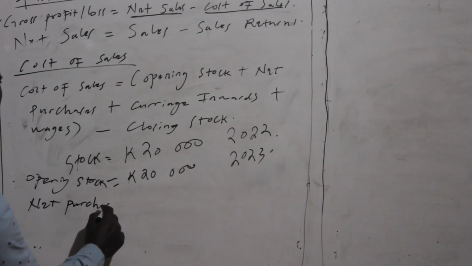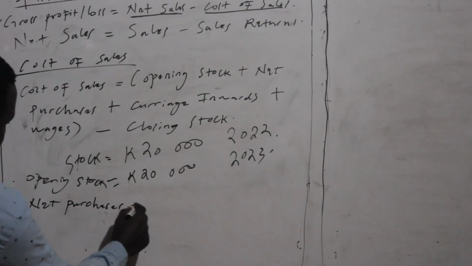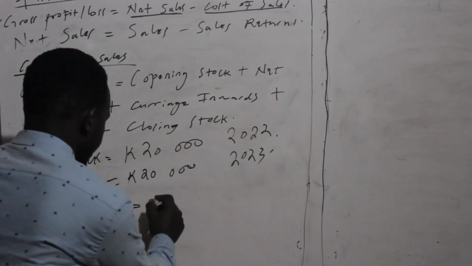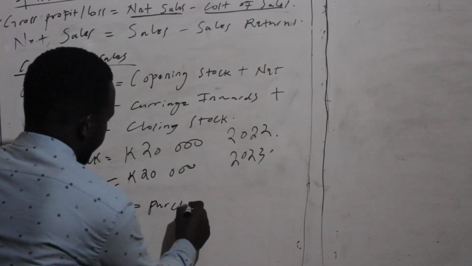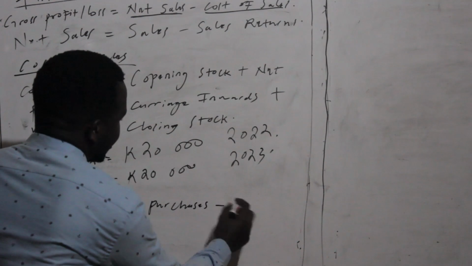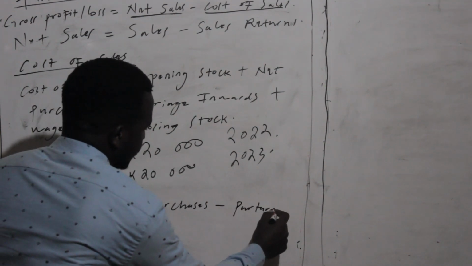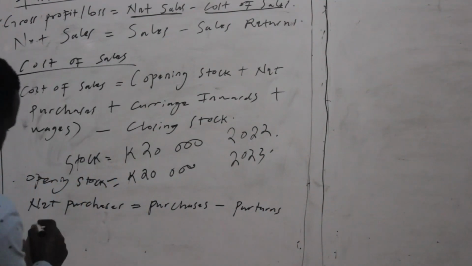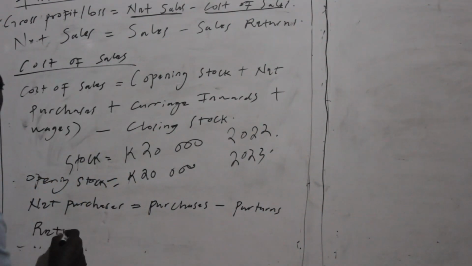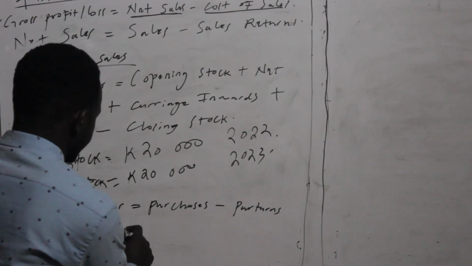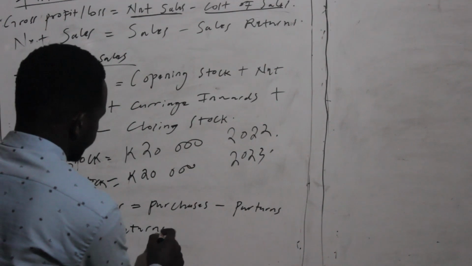So for the net purchases, this is found by saying purchases minus purchases returns. So purchases returns can also be referred to as returns inwards.